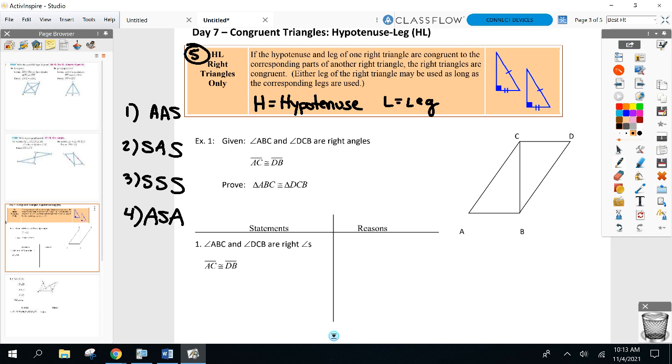This method, I don't know if you want to circle it, star it, point to it, highlight it, whatever. This method can only be used if the two triangles are right triangles. Okay? If they're not right triangles, HL will never be an option. So this method, only if you're given right triangles.